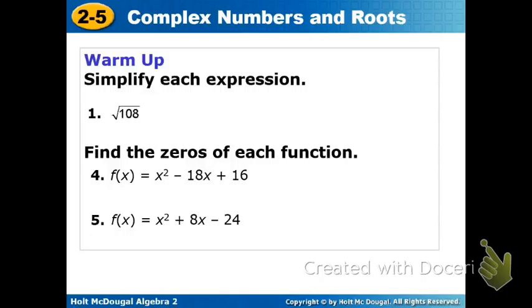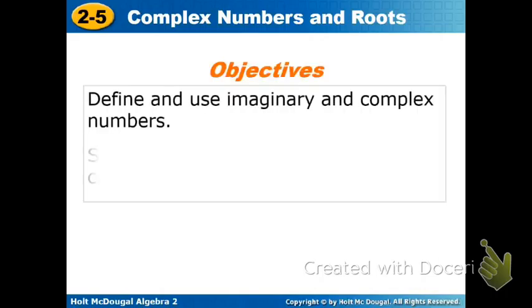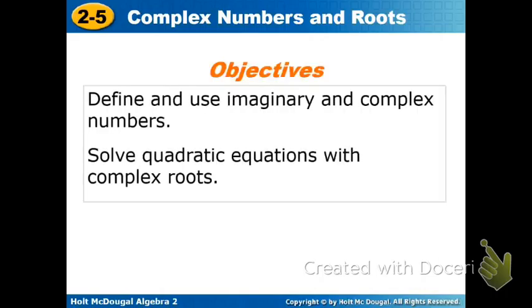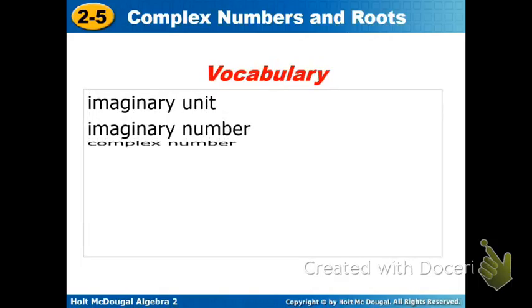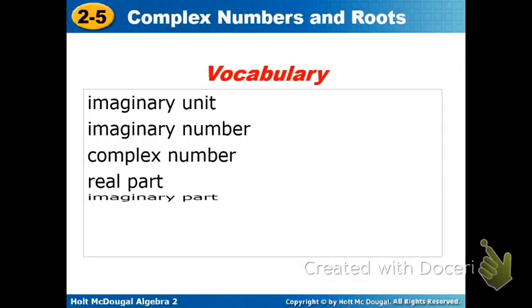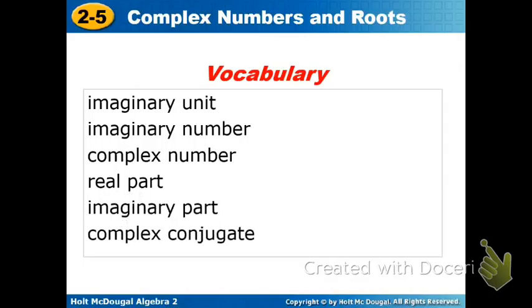So I want to go ahead and get moving on to what we're going to do today. Complex numbers and roots: we're going to define and use imaginary and complex numbers, and then we're going to solve quadratic equations with those complex roots. Some vocab words that you might see. Not really going to go into too much detail on those right now.